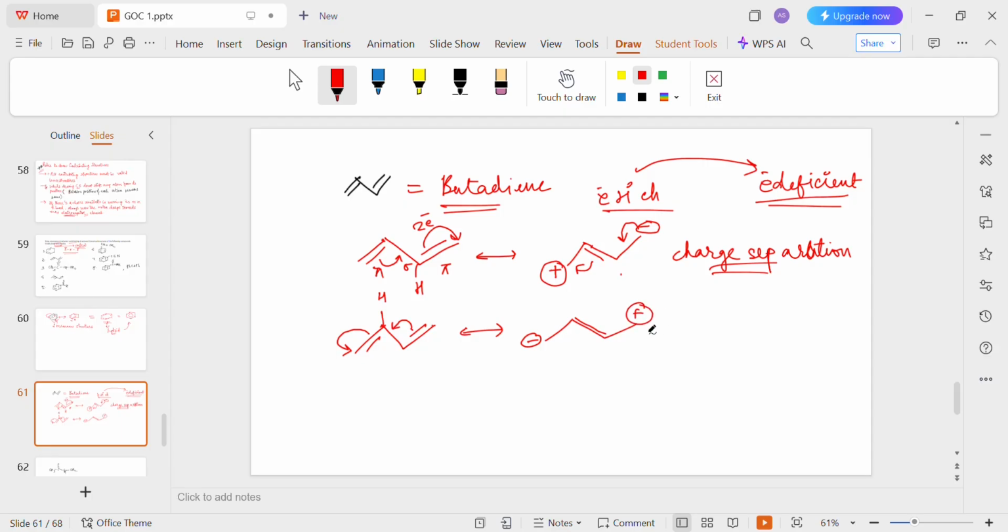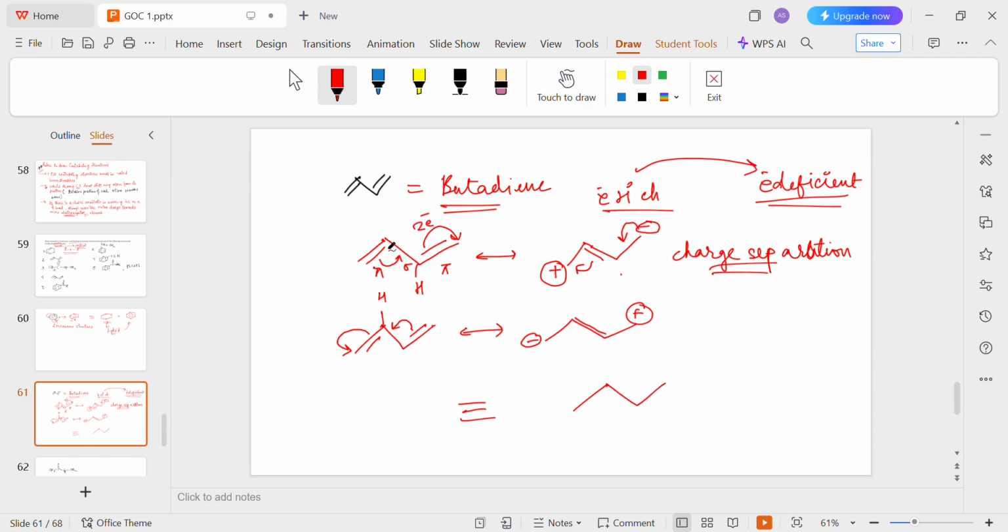Okay, here on the left there was a positive charge and on the right a negative charge; here on the left a negative charge and on the right a positive charge. So both of these are resonance contributors of butadiene. The hybrid, what will be the hybrid? Now I am drawing the hybrid with 3 dashed lines. Okay, so the basic structure remains the same.